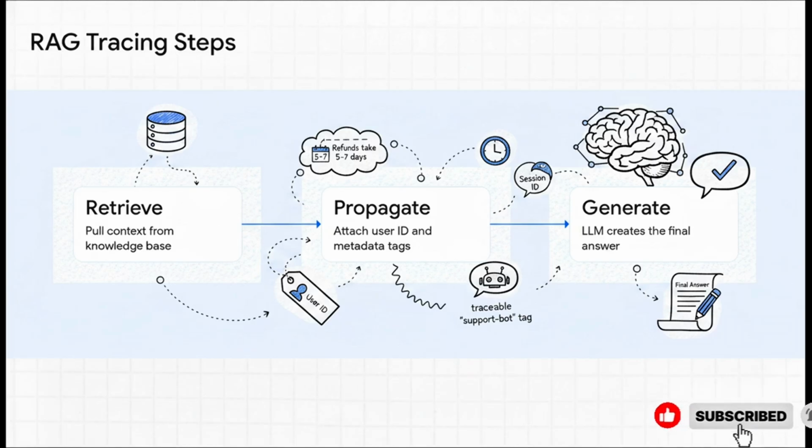In step one, we're retrieving context from an in-memory knowledge base, say pulling a fact like refunds take 5 to 7 days. Then in step two, we use this super powerful feature to propagate attributes, passing along critical metadata like a user ID, a session ID, and tags like support bot. And finally, step three, we pass that context straight to the LLM to generate the answer. The whole shebang is linked.